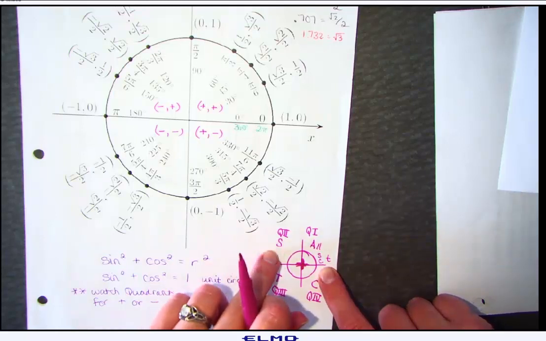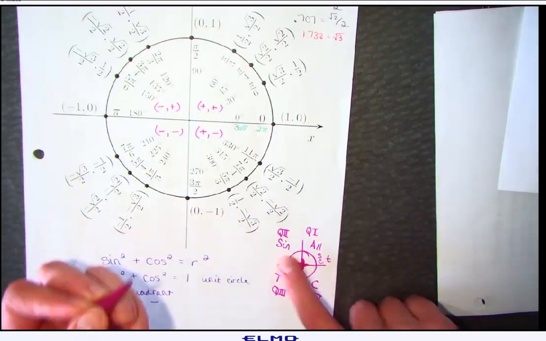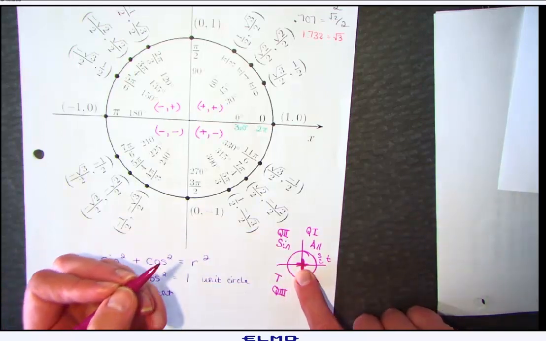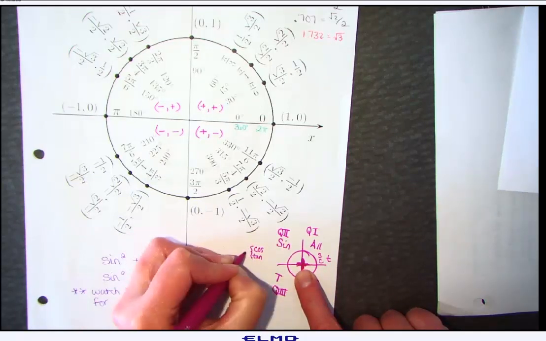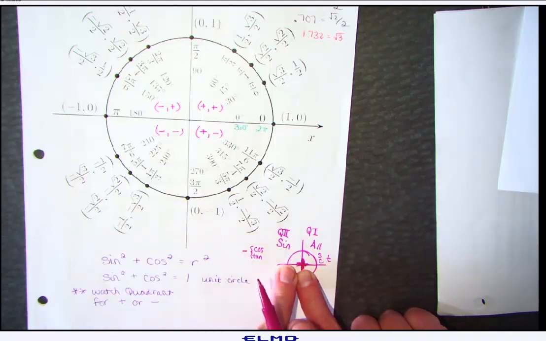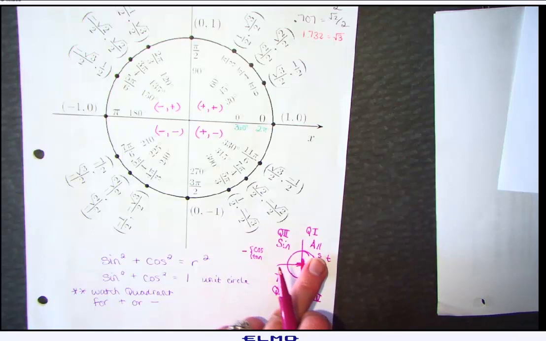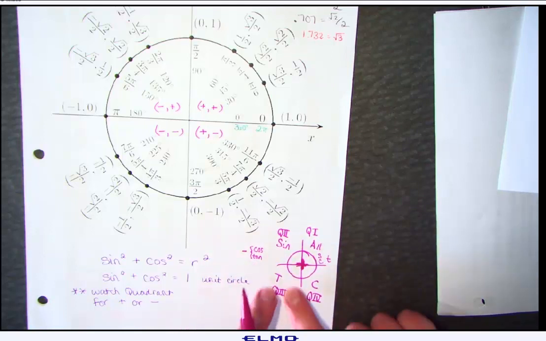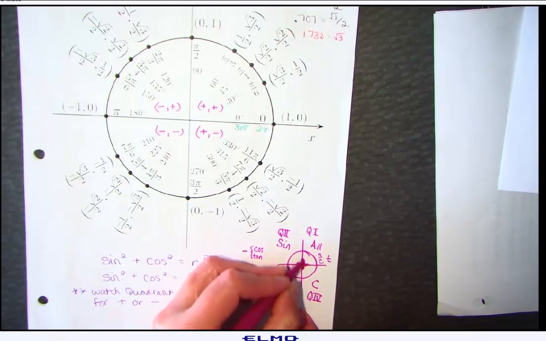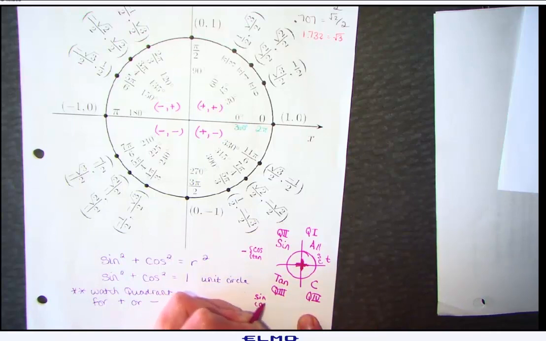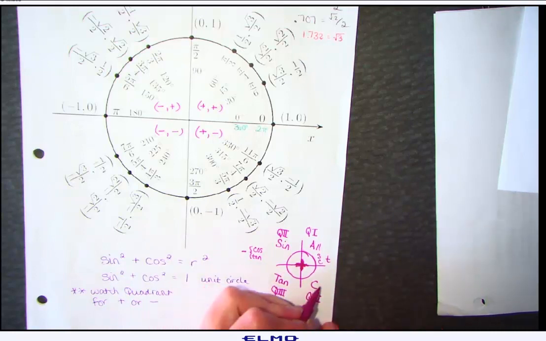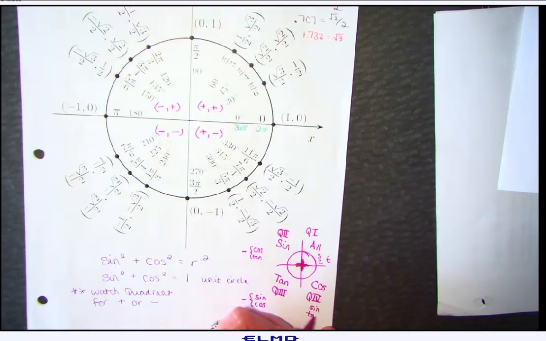In quadrant 2, that S is telling me that sine is the only one that's positive, which tells me cosine and tangent are going to be negative values here in quadrant 2. All of them in quadrant 1, sine in quadrant 2. Tangent is the only one that's positive here in quadrant 3. So sine and cosine are negative. And in quadrant 4, cosine is the only one that is positive. That means my other two, sine and tangent, are negative.